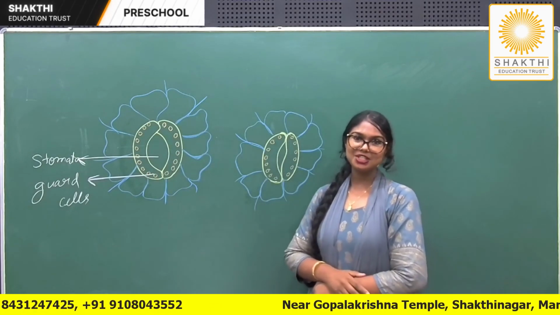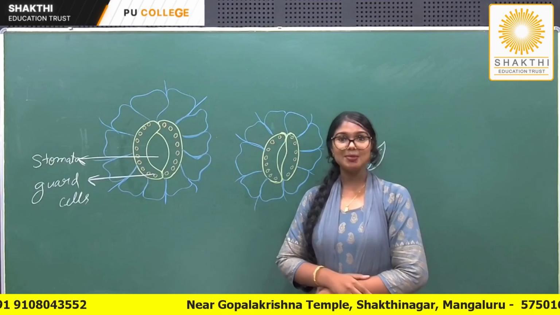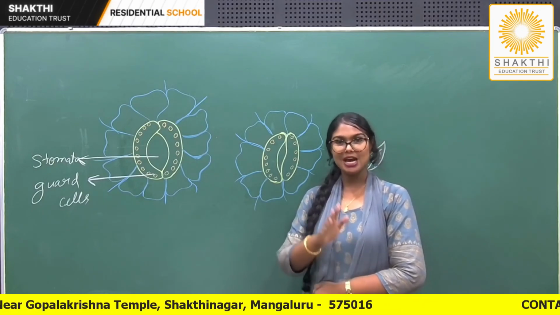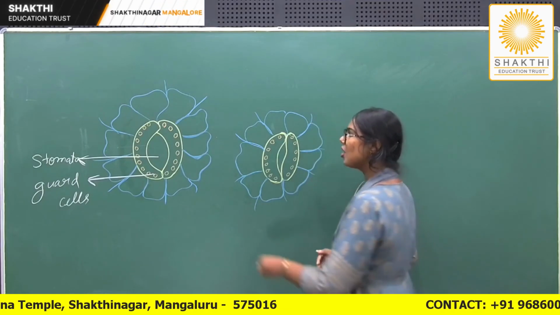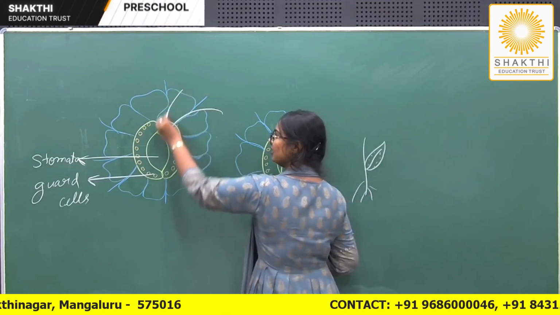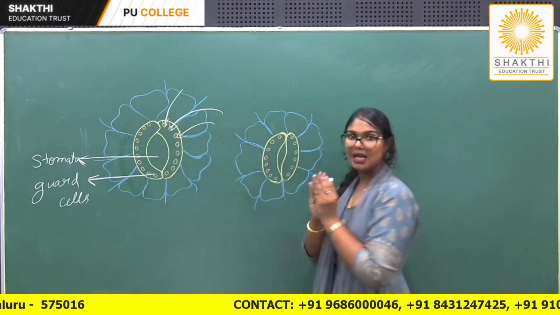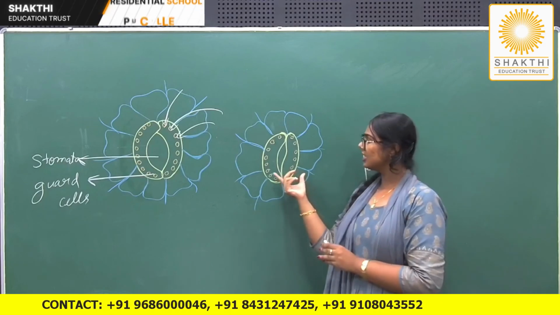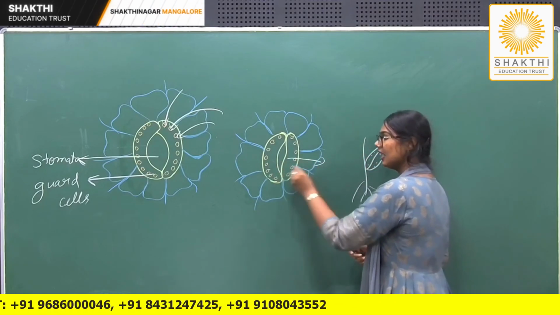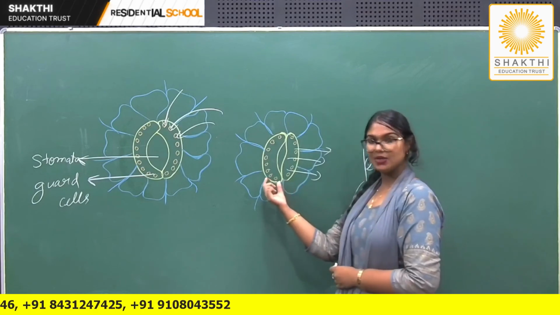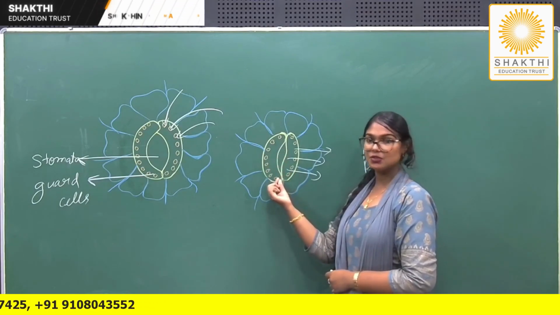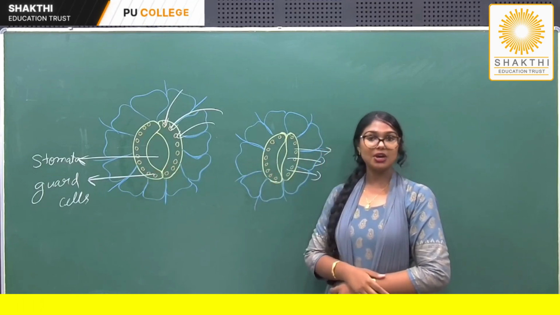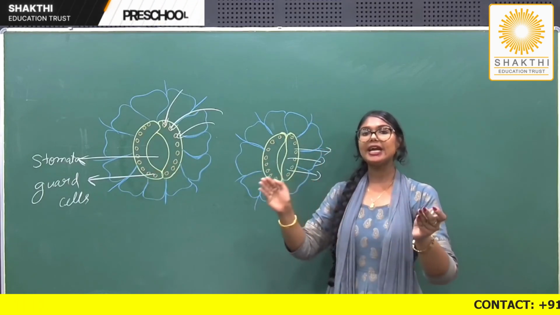What is the function of guard cell? It will help in opening and closing of stomata. Very important. How do they work? When the water enters, the guard cell will bulge like this and the stomata opens. When the water exits, the guard cell will shrink, as you can see here, and the stomata has closed. So here the stomata is open and here it is closed because of the water entering and exiting the guard cell respectively.